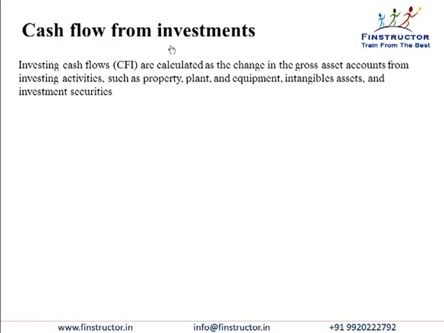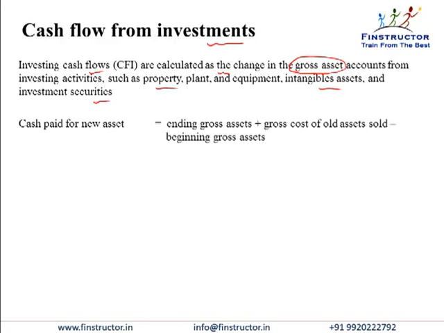So we now move on to understanding cash flow from investments. Investing activities, remember, relate to the acquisition and disposal of fixed assets and investments, and investing cash flows are calculated as the change in the gross asset accounts from investing activities such as property, plant and equipment, intangible assets and investment securities. So what is the cash outflow or the cash paid for a new asset?